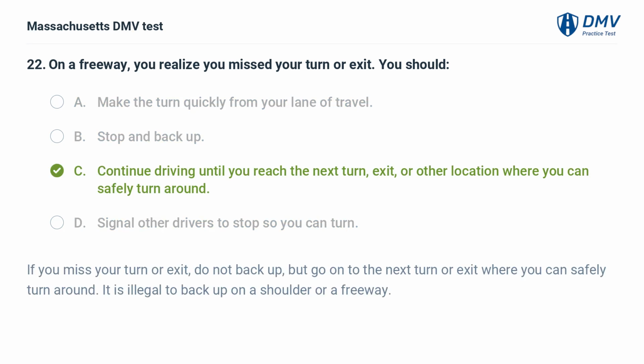C. Continue driving until you reach the next turn, exit, or other location where you can safely turn around. If you miss your turn or exit, do not back up, but go on to the next turn or exit where you can safely turn around. It is illegal to back up on a shoulder or a freeway.